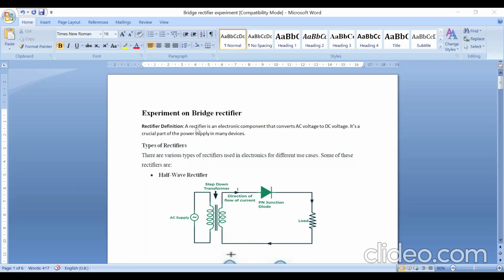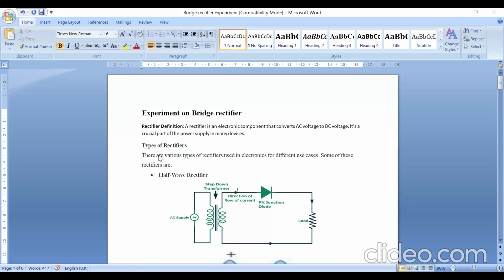The rectifier is an electronic component, or you can also say the rectifier is an electronic circuit which converts AC voltage into DC voltage. So it is the main part of our DC regulated power supply. It is used in the power supply of many devices we use. It takes a crucial part, the rectifier.